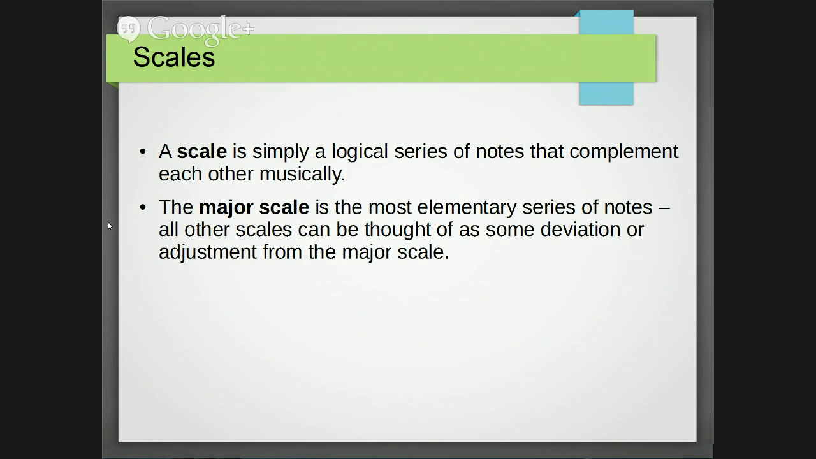So what's a scale? A scale is just a logical series of notes that complement each other musically. They sound good when played in a passage together. The major scale is the most elementary series of notes. All other scales, you can really think of them as some deviation or adjustment from the major scale. You're going to sharp the 4th or flat the 7th or yada, yada, yada. We'll get to all that stuff later. But the point is, once you get the major scale down, everything flows from this. So it's very important to get it down. And it's not hard, I promise.